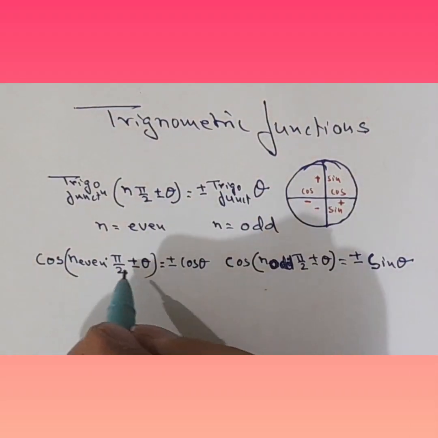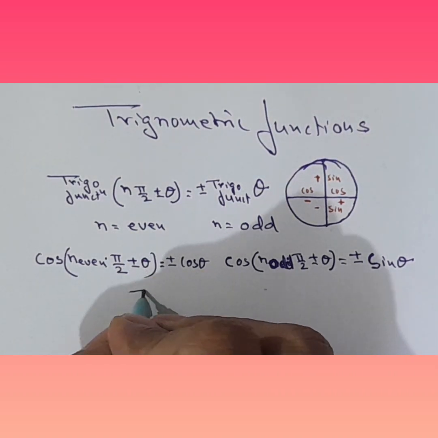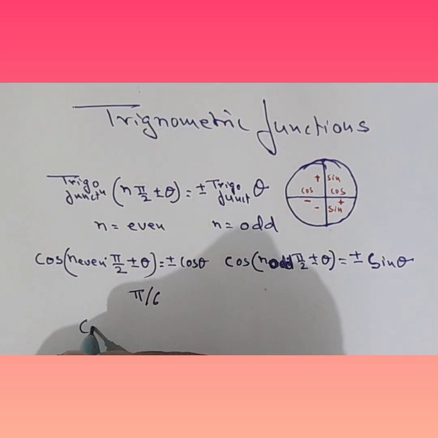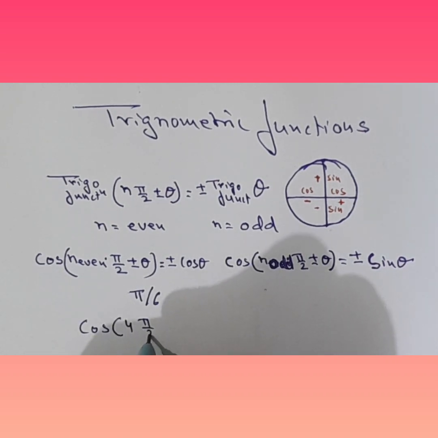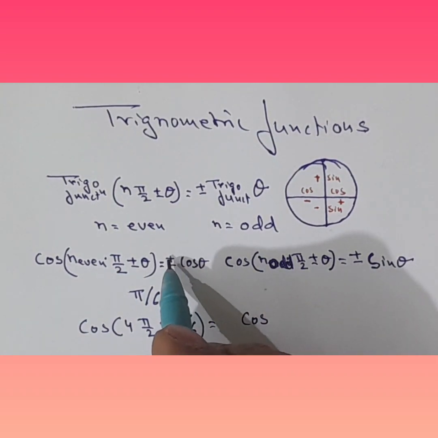Now let's check out for even, and let our theta be pi by 6. Suppose I choose the even number to be 4. So cos of 4 pi by 2 plus pi by 6 is equal to what? Now it's even, so cos remains cos. Now we have got to find out whether it is positive or negative.